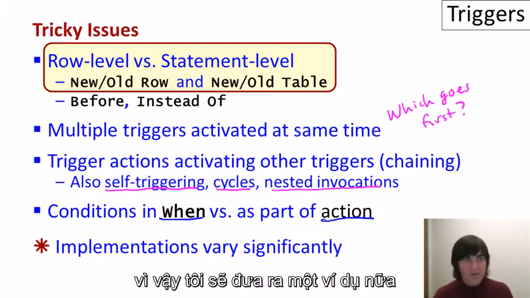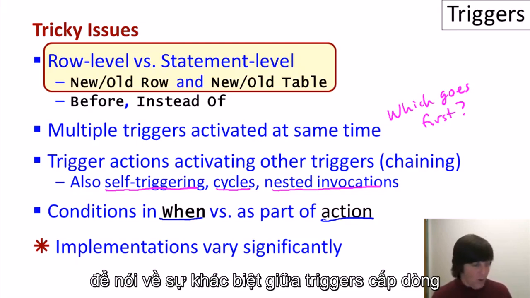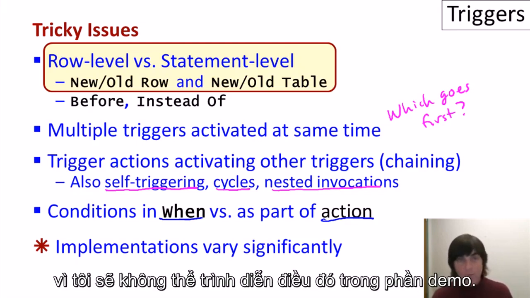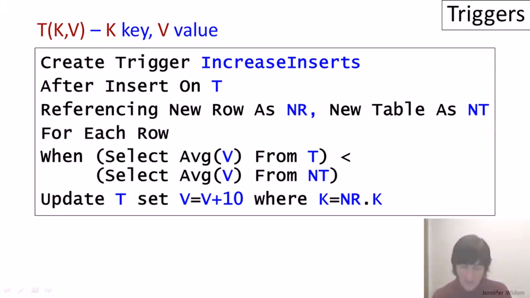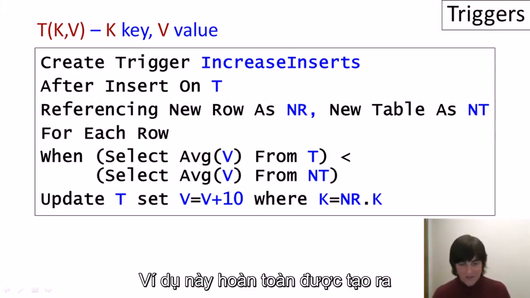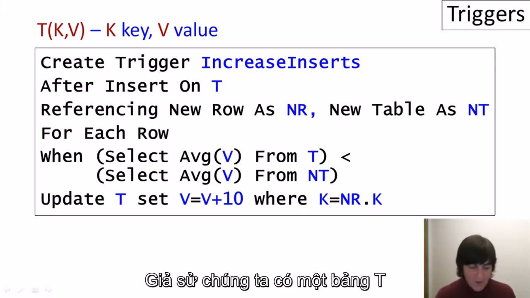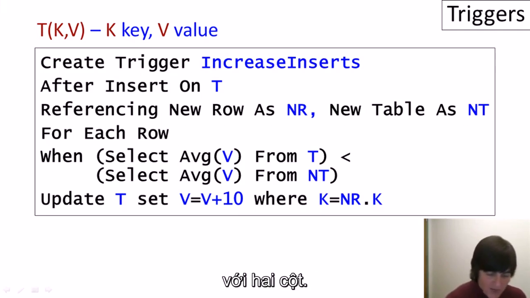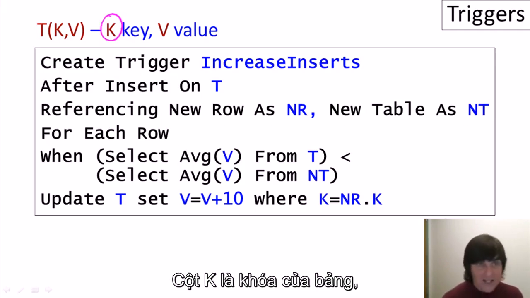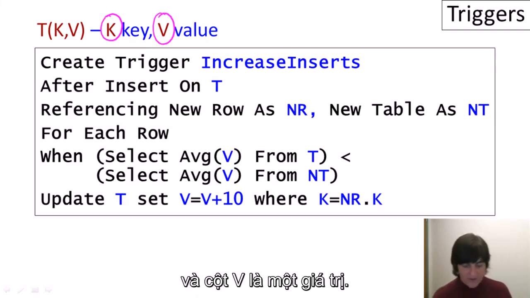So let me give one more example that talks about the difference between row-level and statement-level triggers, since I won't be able to show that in the demo. This example is completely contrived to show a few issues. Let's suppose that we have a table T and it has two attributes. Attribute K is a key for the table, and attribute V is a value.